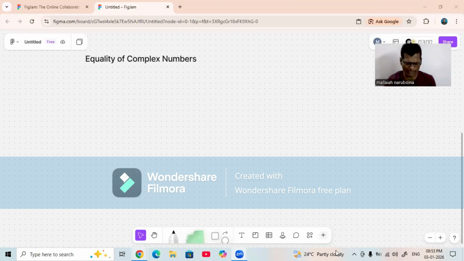Equality of complex numbers. If a plus ib is equal to c plus id, a plus ib is one complex number and c plus id is another complex number. If these two complex numbers are equal, in that case, this real part a is equal to this real part c. That means a is equal to c and b is equal to d.